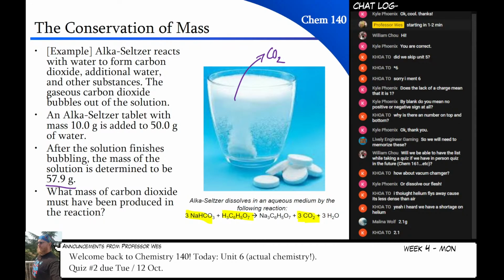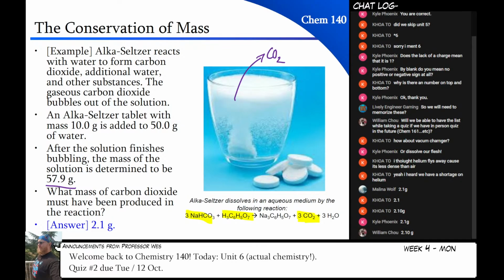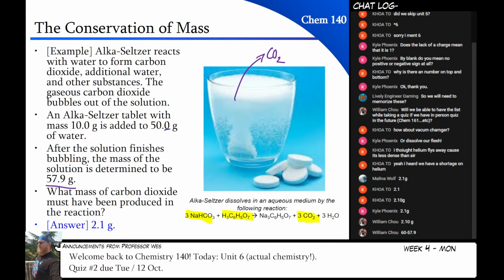There you go, very good. 2.1. Now, how did you get that number? Hopefully, you got the number 2.1 by just doing subtraction. 60 minus 57.9, right? And since both of these numbers go to the tenth place, your answer should also go to the tenth place too. So there's my tenth place, there's my tenth place, there's my tenth place.